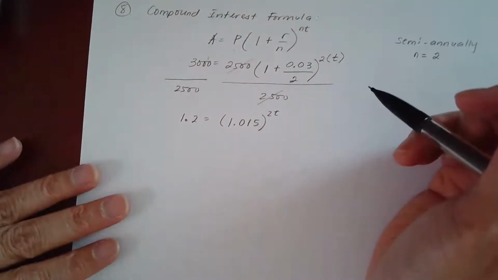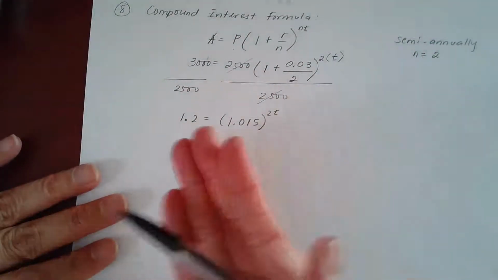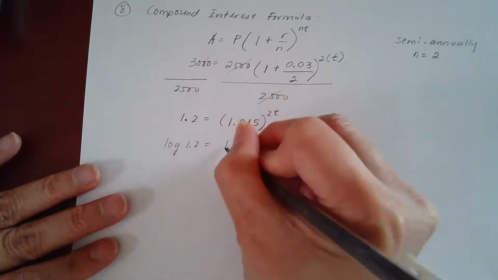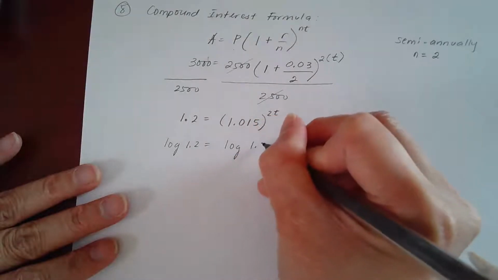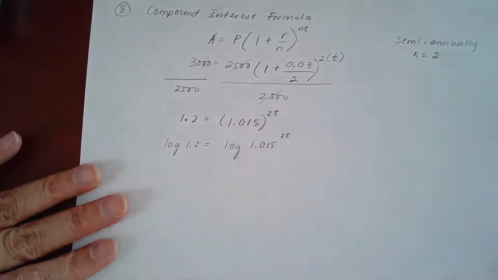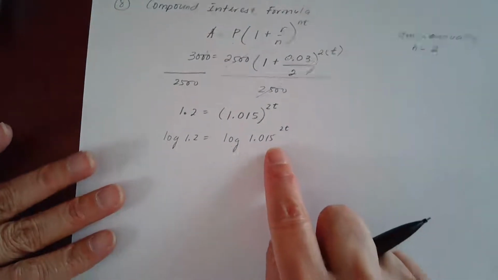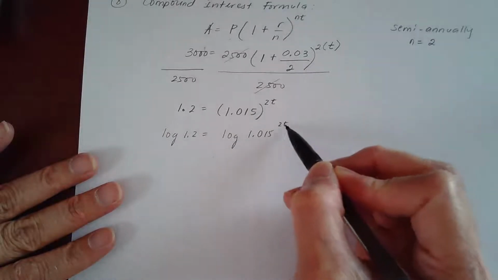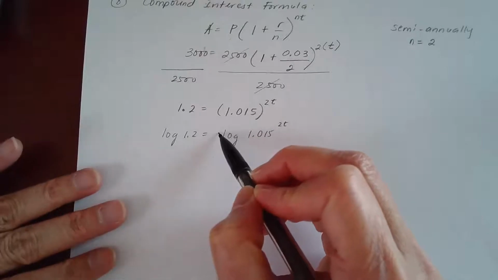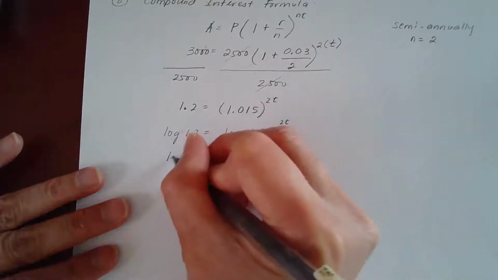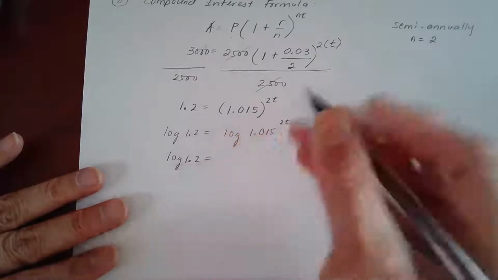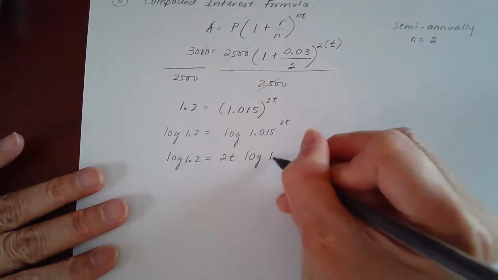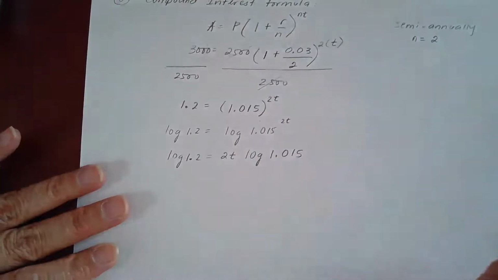Now apply the logarithm rule. So take the logarithm of each side of the equation. So log of 1.2, log of 1.015 to the exponent 2t. Okay, now that we've put in the logarithm of both sides, we take this 2t to the front. Apply the logarithm rule. So the logarithm of 1.2 is equal to 2 times t times log of 1.015.